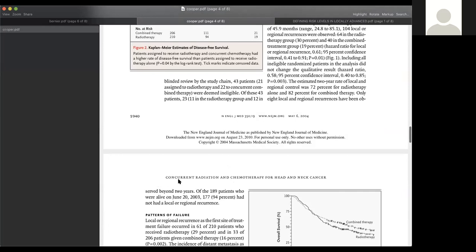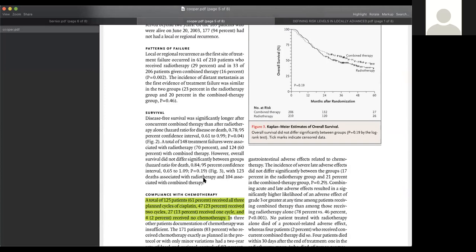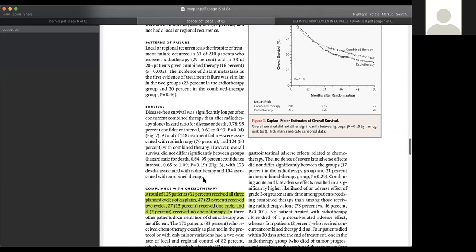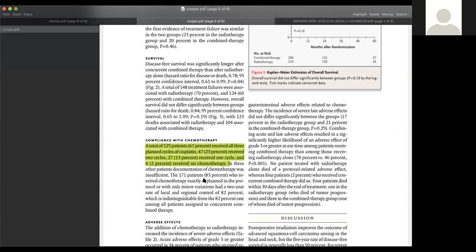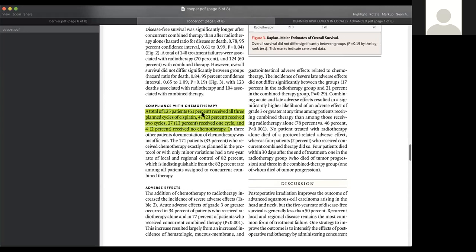And they looked at disease-free survival. The disease-free survival was significantly longer for patients who had combined modality treatment than patients who had just radiotherapy post-op. And the overall survival was not statistically significant, unlike the first paper by Bernier, where overall survival also improved. And you can see here, only 60% of the patients, like in the previous paper, completed all 3 planned cycles of chemotherapy.